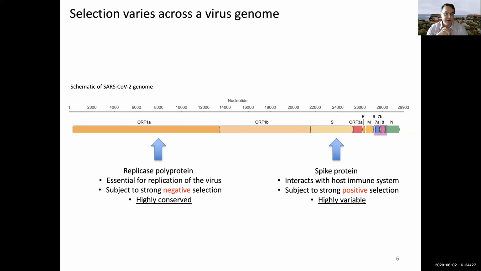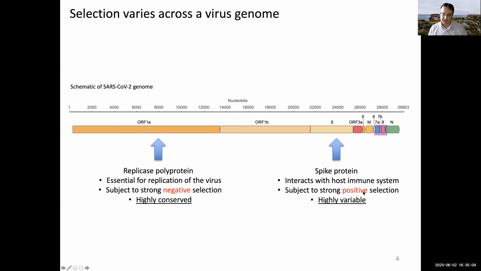So this is a schematic of the SARS-CoV-2 genome, a very basic one. On the right-hand side, we have the spike protein. So this is the major protein that interacts with the human host. It's involved with cell attachment and also with the immune response. And it's subject to very strong positive selection because it is involved in escaping the immune response of the human host or other hosts. And it tends to be highly variable. And this is subject to a positive selection.